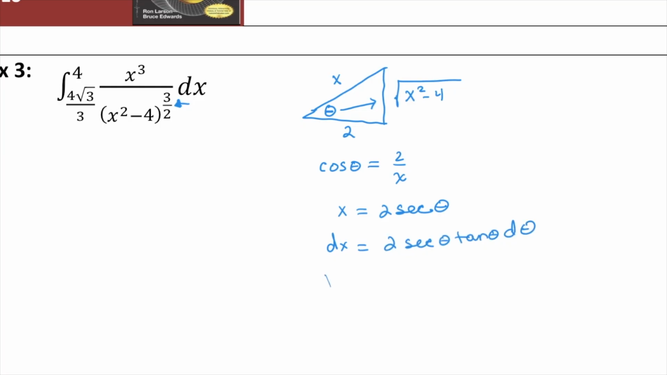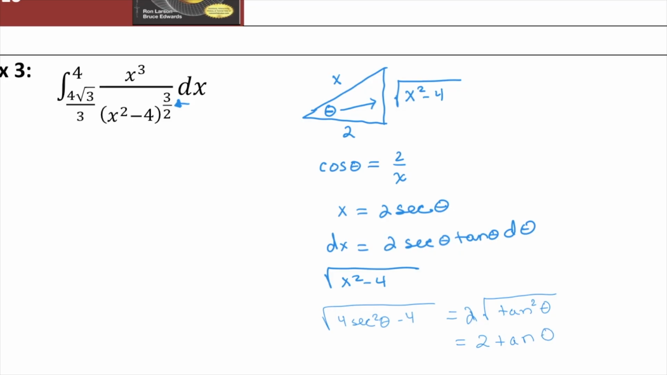Now let's look at our square root. The square root of x squared minus 4. Simplify that. We will have the square root of 4 secant squared theta minus 4. And you've simplified these a few times now. We know this is going to end up with a 2 on the outside. A tangent squared is going to be on the inside. So we'll have tangent squared theta. And we now can replace our square root with the 2 tan theta. Okay, don't worry about those endpoints until the very end. We'll deal with that later.